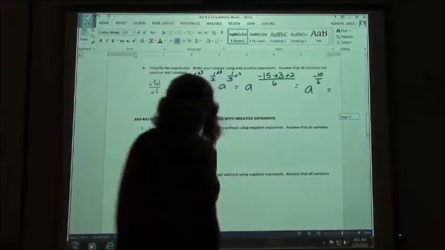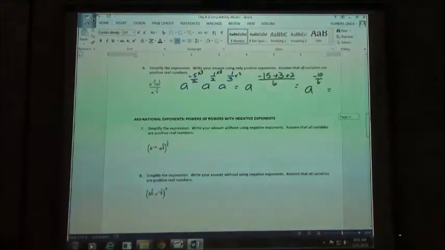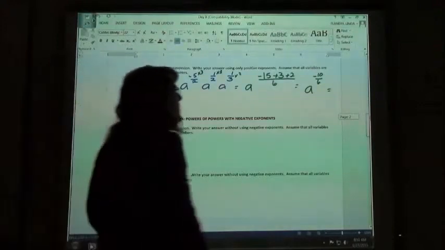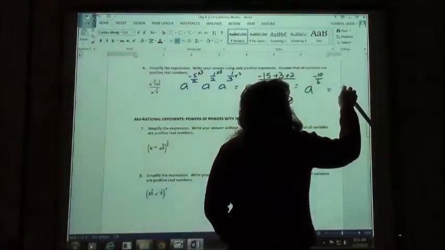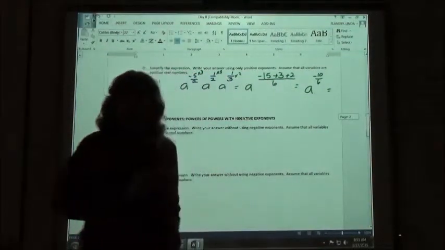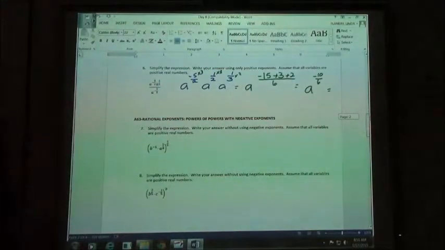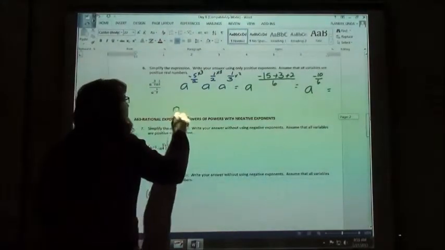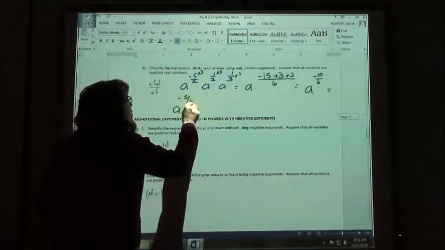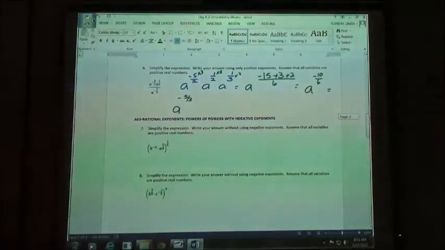First thing, I can reduce that down, right? If I reduce 10 over 6, I would get 5/3. So I'd have a to the negative 5/3. My other thing is, I only want positive exponents and not negative exponents. How do I rewrite that so I have a positive exponent?